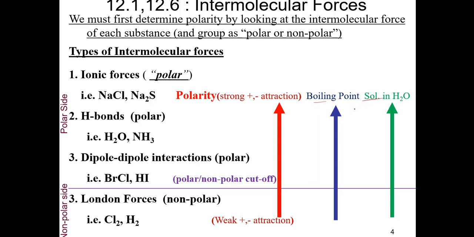Boiling point and solubility in water. There is a direct relationship between polarity and boiling point. So the higher the boiling point, then the higher the polarity, and vice versa. So it's a direct relationship. So automatically, if I wanted to rank by boiling point two molecules, I can simply look at the intermolecular force and then make a guesstimate of which one has a higher boiling point.